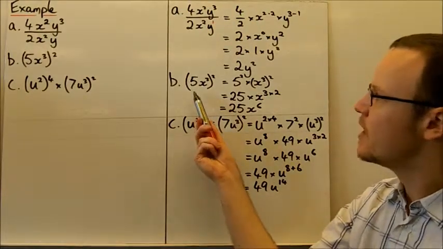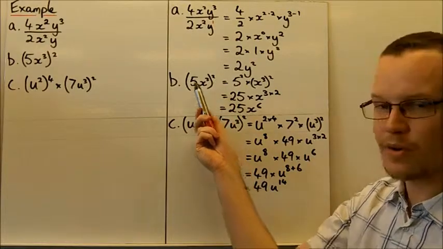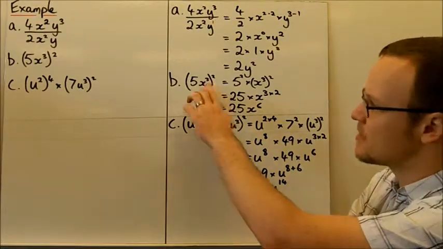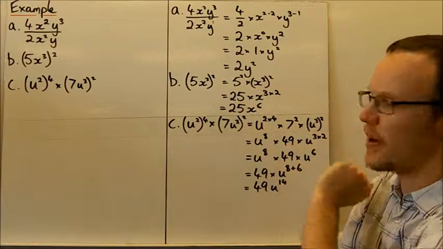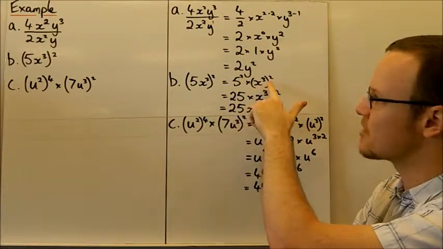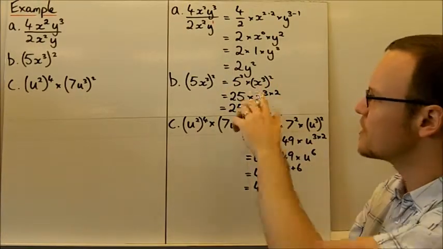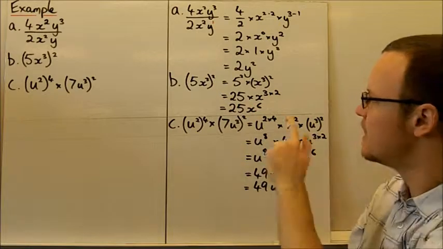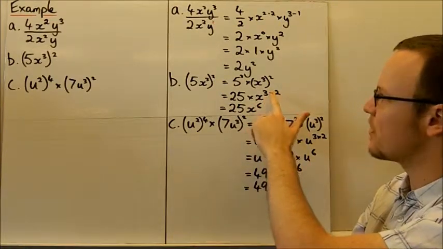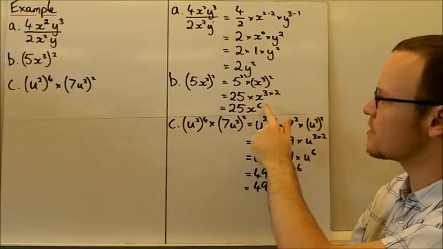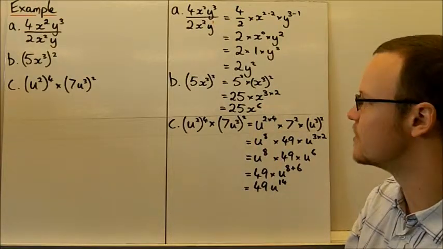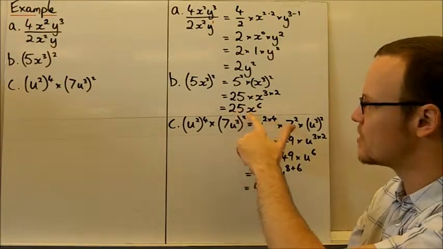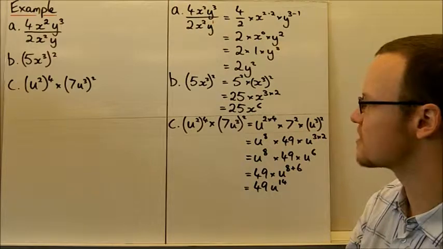Having a look here, 5x cubed, all to the power of 2, is the same as, if we expand it out, 5 to the power of 2 times x cubed to the power of 2. So 5 squared is 25. And x to the power of 3, all raised to the power of 2, is going to be x to the power of 3 times 2. So that's 25 times x to the power of 6.